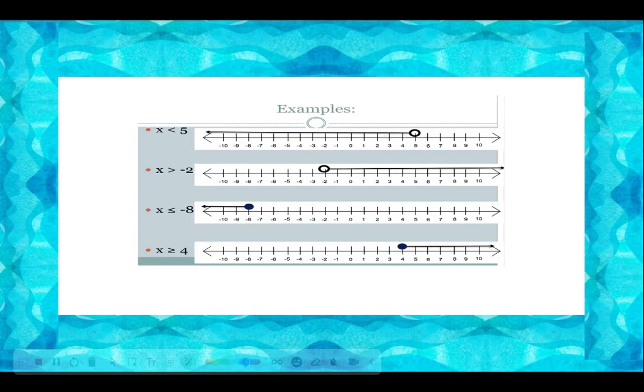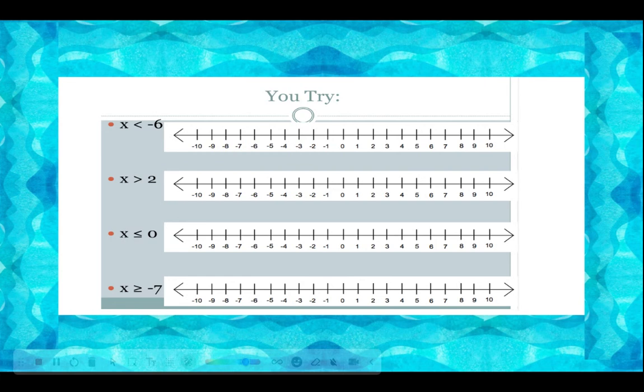Here are some examples. You can pause the video and take a look at it. But we are going to actually try them here. So, x is less than -6. So we have an open circle at -6. And all the numbers below -6. We put an arrow at the end because this line can go on for infinity.